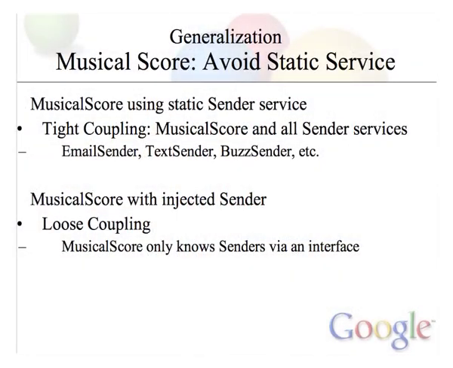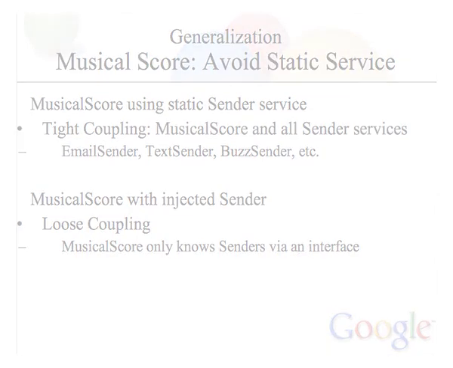We had the musical score where we were using the static sender service, and we ended up with some very tight coupling between the musical score and all of the sender services. The musical score had to know the concrete type of all of these senders. That's not what we want. We'd really like things to be loose, and so we can easily inject a different kind of sender. We can create new senders. We want loose coupling between our musical score and our sender. We want only to know about the sender via the interface.